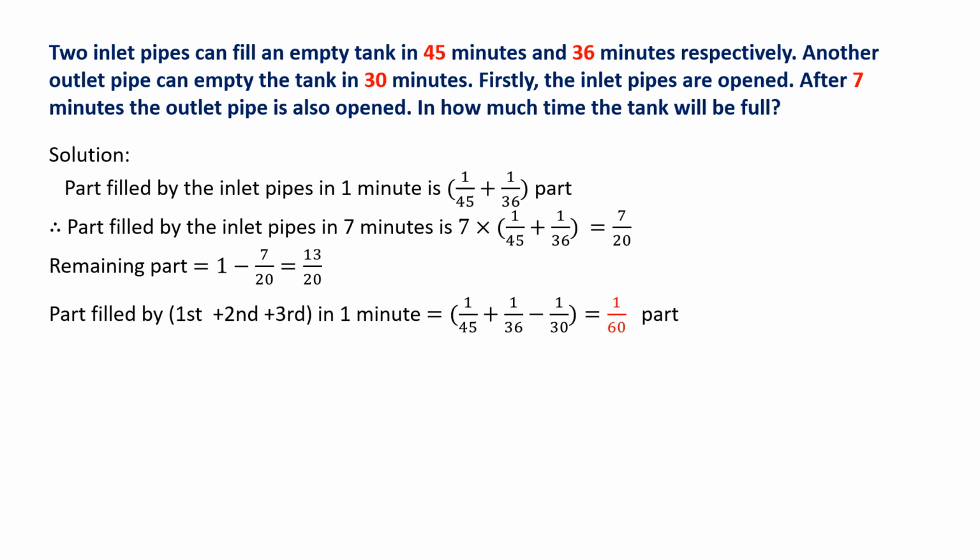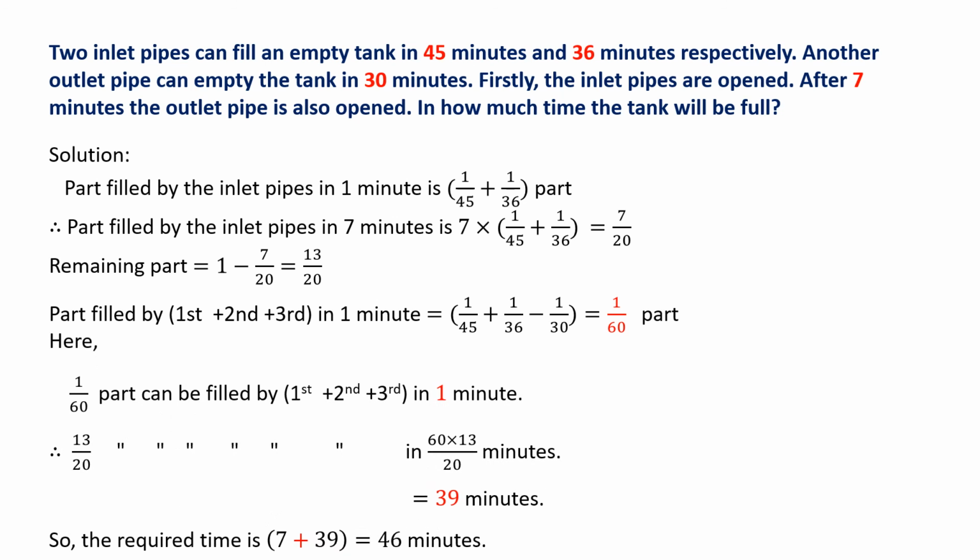So the part filled by the first, second and third pipe in 1 minute is 1 divided by 45 plus 1 divided by 36 minus 1 divided by 30. I have put a minus sign over there because the third pipe can empty the tank in 30 minutes. So 1 divided by 60 part can be filled by the 3 pipes altogether in 1 minute, and your remaining part is 13 divided by 20.